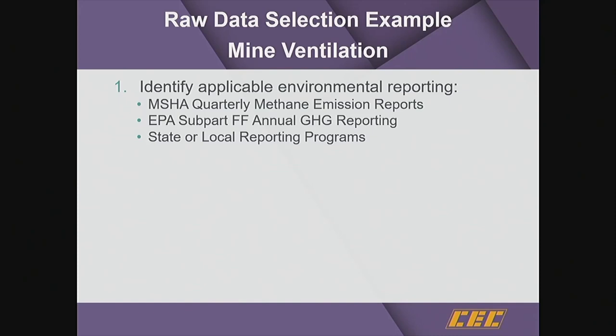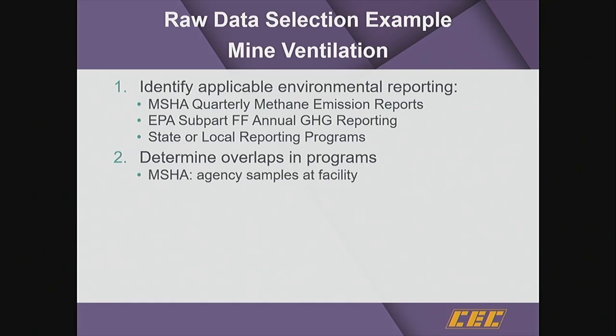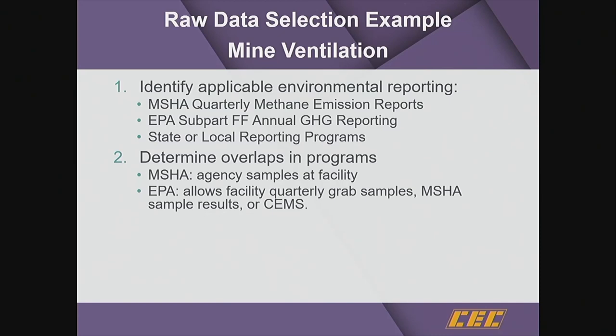So you have methane coming out of the mine. All sorts of people want to know exactly how much is coming out. So you have all of these reports. And then the next step would be figure out where they overlap. So our MSHA reports, the agency comes out and takes a sample. There's not much you can do about that. The EPA says you could take your own samples, you could use the MSHA samples, or you could have a continuous emission monitoring system, which would be more accurate than all of these other ones.